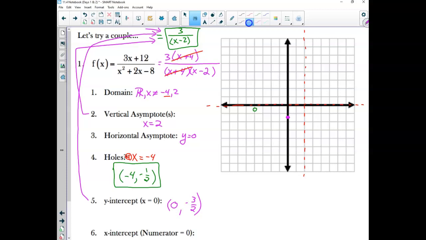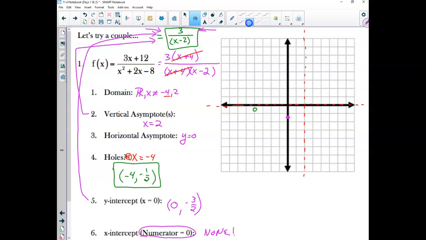And I'm going to find my x-intercepts. My x-intercepts happen when my reduced numerator equals 0. And is there any way to make the numerator of that fraction 0? In this answer, there's none, because I can't make 3 into 0, because there's no variable to plug in up there.